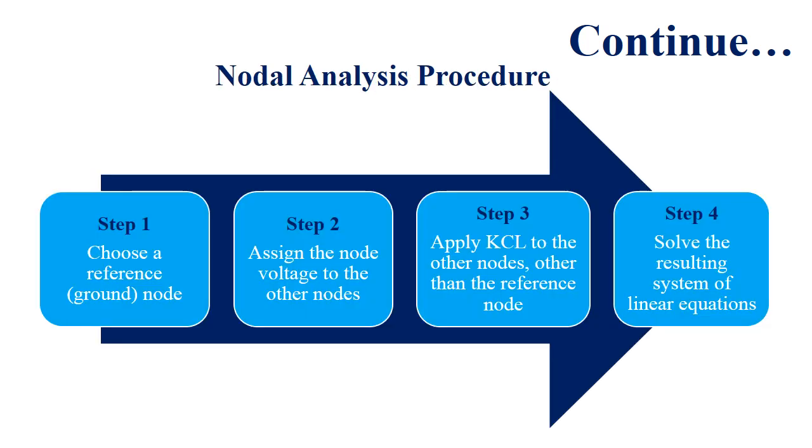Here we have the major procedure steps we have to follow for nodal analysis. Step 1, choose a reference ground node. Step 2, assign node voltages to the other nodes. Step 3, apply Kirchhoff's current law, KCL, to the nodes other than the reference node, expressing currents in terms of nodal voltages. Step 4, solve the resulting system of linear equations for the nodal voltages.